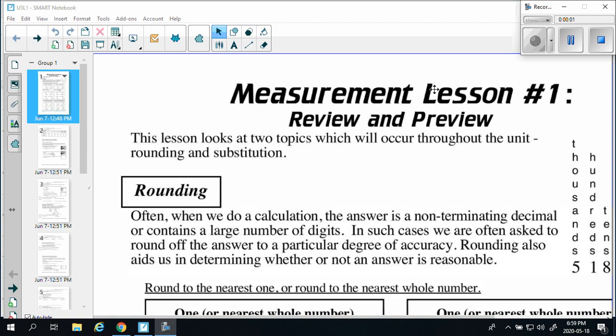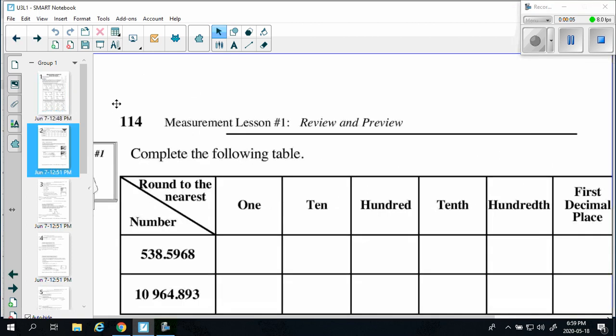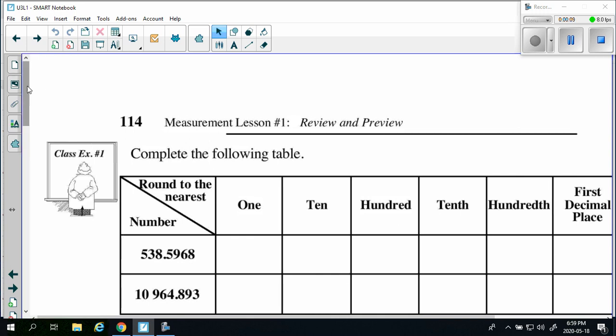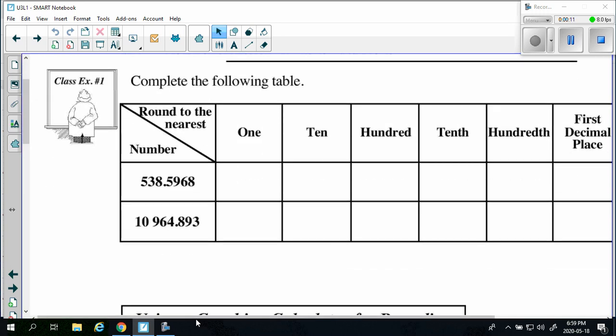Measurement lesson is all about rounding and substitution. So this should be a review. I'm just going to skip right to class example 1 on page 114, which is how to do rounding.